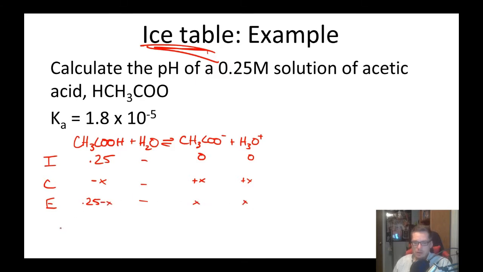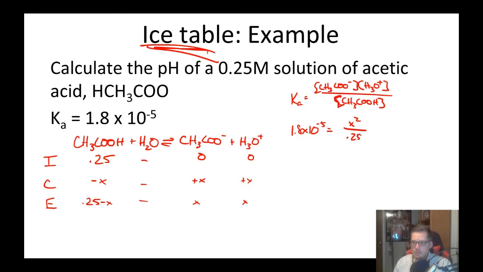Now it's a matter of solving for what X is. That's pretty easy. We know the Ka value is equal to the concentration of CH3COO minus times the concentration of H3O plus over the concentration of CH3COOH. Now we can start plugging things in. We know that the Ka is 1.8 times 10 to the minus 5th, which is equal to x squared over 0.25 minus x.